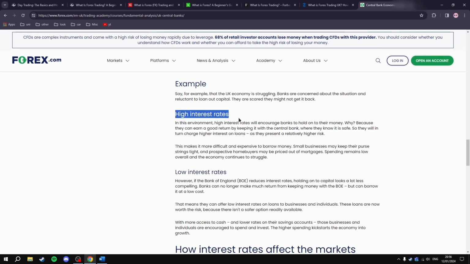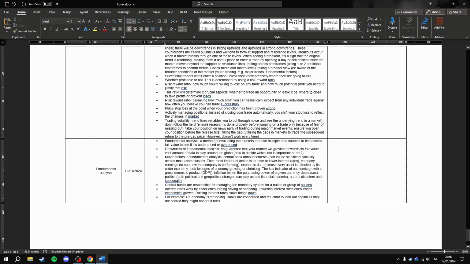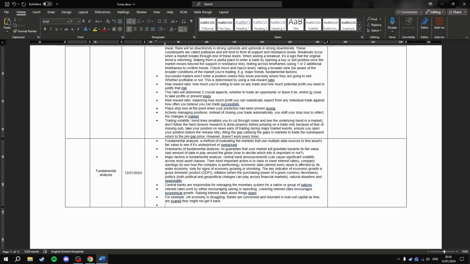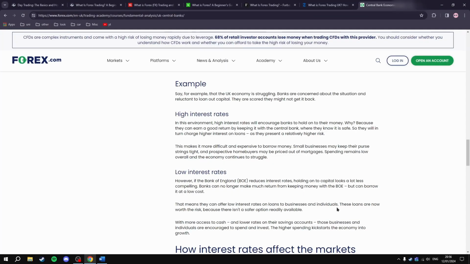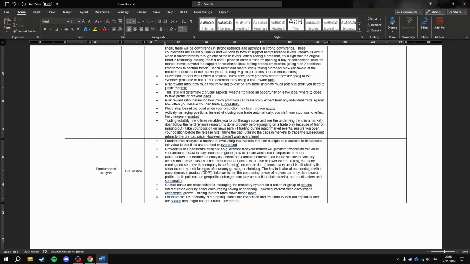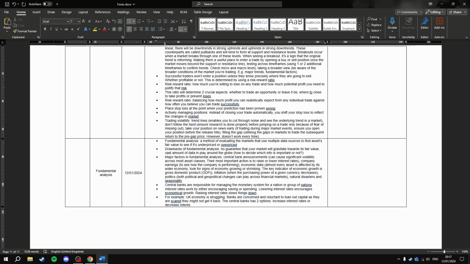And that is if the banks apply high interest rates on a struggling economy. So the central bank has two options: increase interest rates or decrease interest rates.